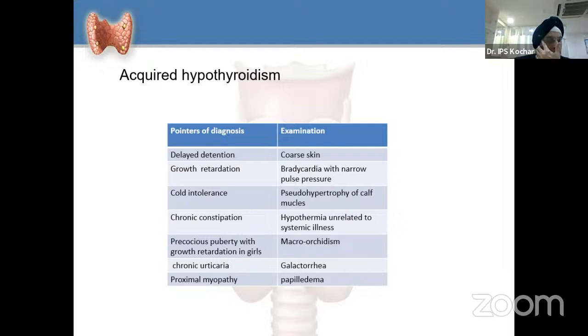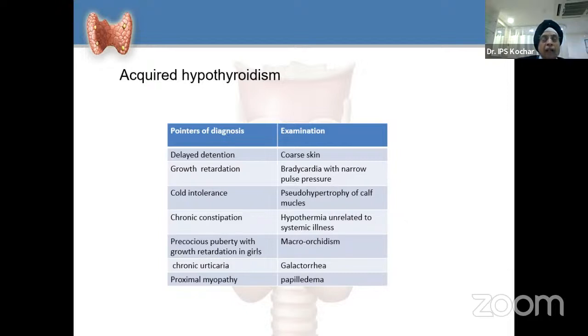If the child has precocious puberty with growth retardation, it's one of the only causes where a child can have growth retardation with precocious puberty. Otherwise, all children with precocious puberty will be tall. So it's the only condition where you have a short child who is already entering puberty, who's having breast development and who might get menarche also.